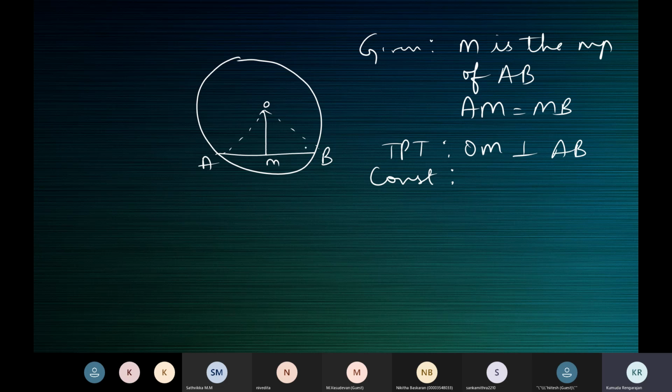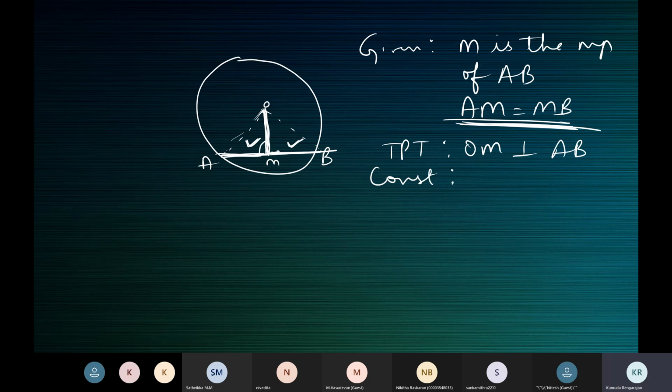So now we have two triangles. Let's show that these two triangles are congruent to each other. OM is equal to OM, common side. AM of this triangle is equal to MB of this triangle, given the chord is bisected. And then OA of one triangle is equal to OB of the other triangle, radii of the same circle. So by SSS congruence criterion, the two triangles are congruent to each other.